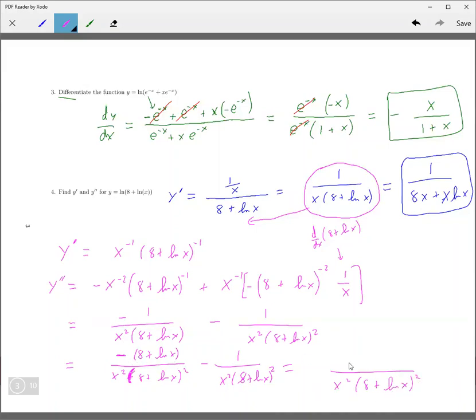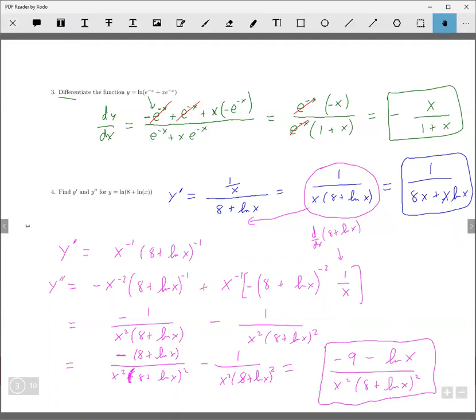And what is this? -8 plus 1, or -8 minus 1, that's minus -9 minus log x. Okay, that should work. Or if you want to pull the negative all the way to the front, that's fine too. There's a negative all the way in front here, so it's 9 plus log x. That would also work. Okay, any questions on that? Okay, let's move on to the next one.